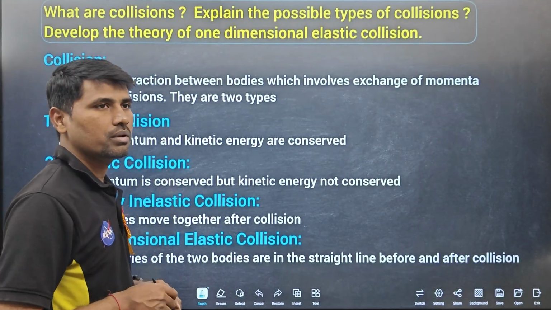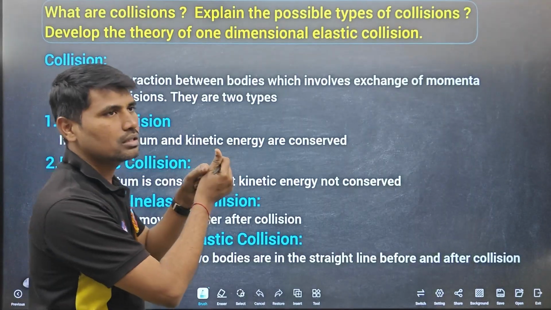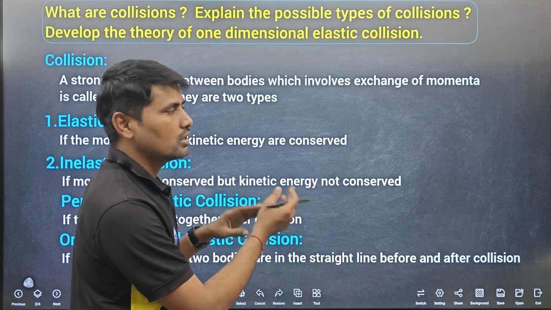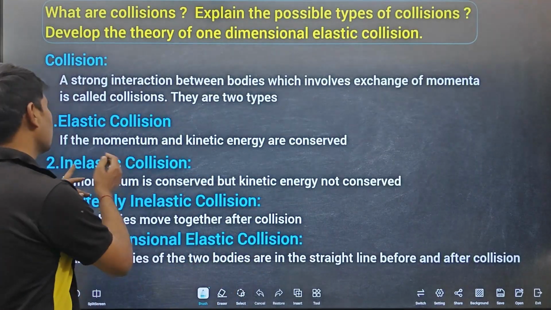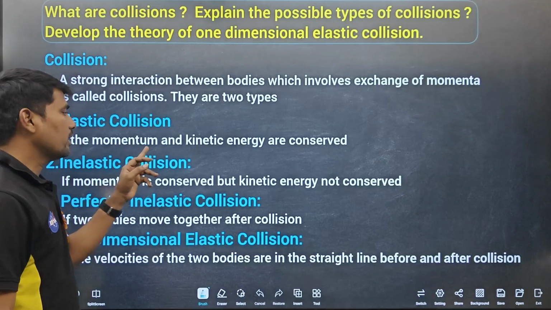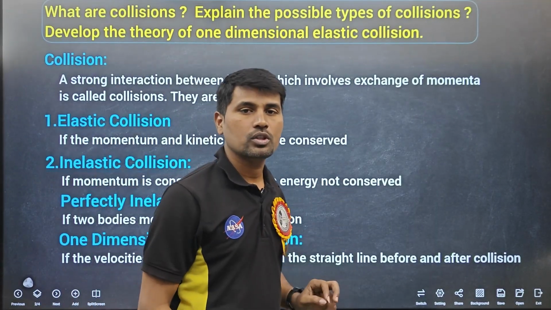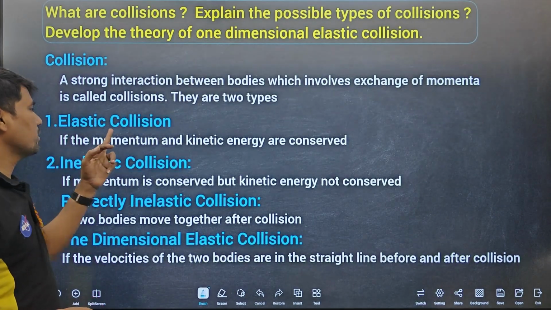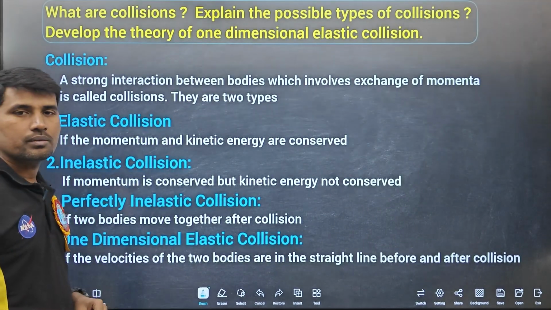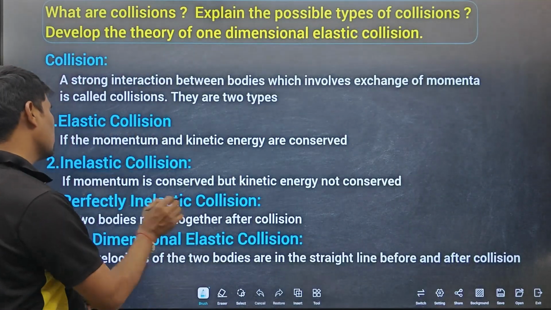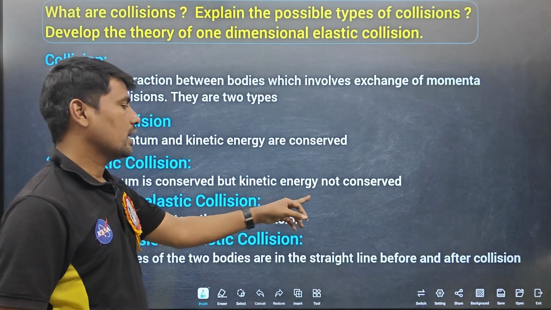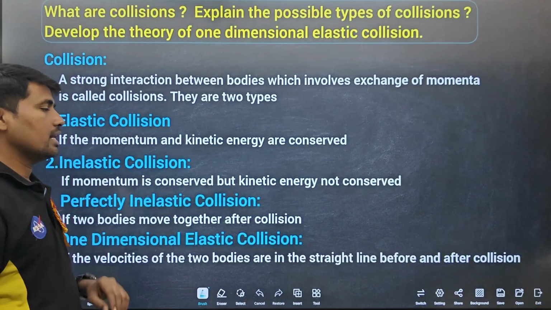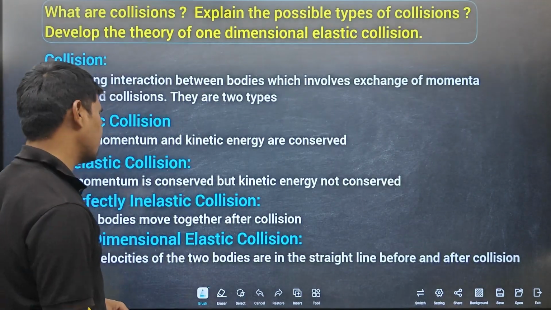What is the main difference? After hitting, there is no energy loss. If the total momentum is conserved and the total energy is conserved, both momentum and kinetic energy, then it is said to be an elastic collision. In inelastic collision, only momentum is conserved but not kinetic energy. Such type of collisions we call inelastic collision. Very key points I am explaining here.